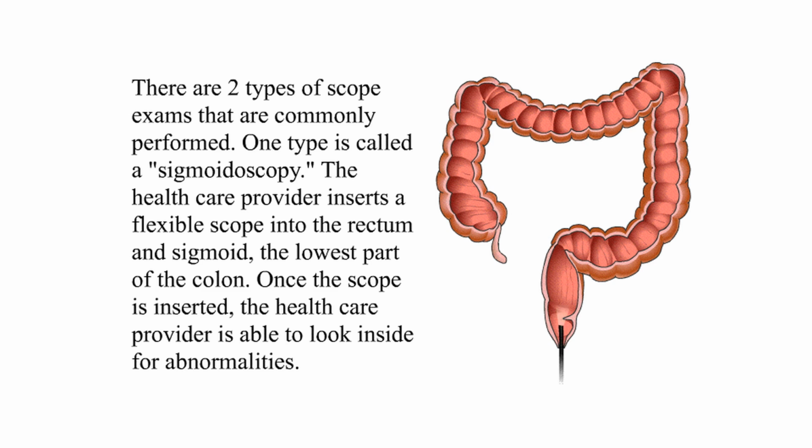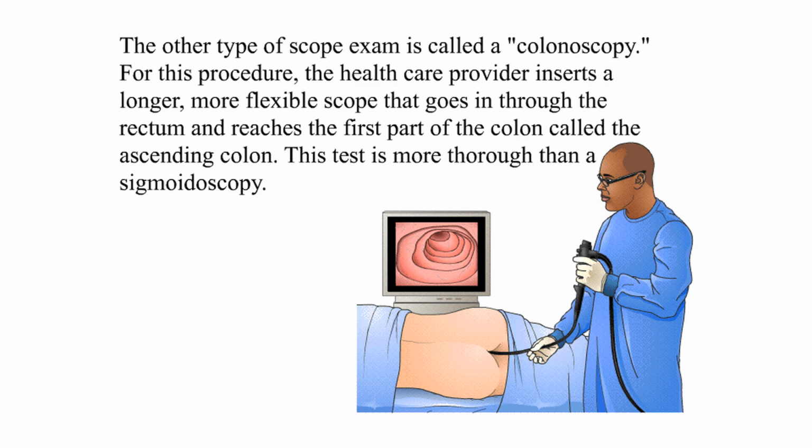The healthcare provider inserts a flexible scope into the rectum and sigmoid, the lowest part of the colon. Once the scope is inserted, the healthcare provider is able to look inside for abnormalities. The other type of scope exam is called a colonoscopy. For this procedure, the healthcare provider inserts a longer, more flexible scope that goes in through the rectum and reaches the first part of the colon, called the ascending colon. This test is more thorough than a sigmoidoscopy.